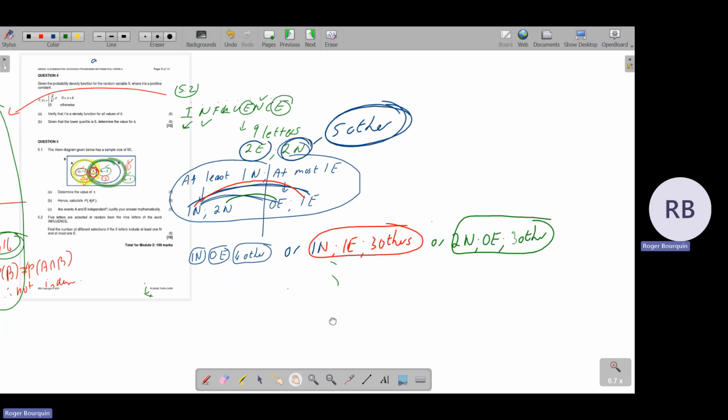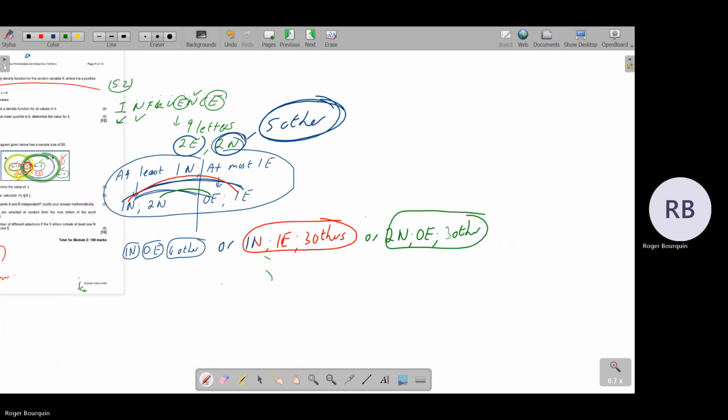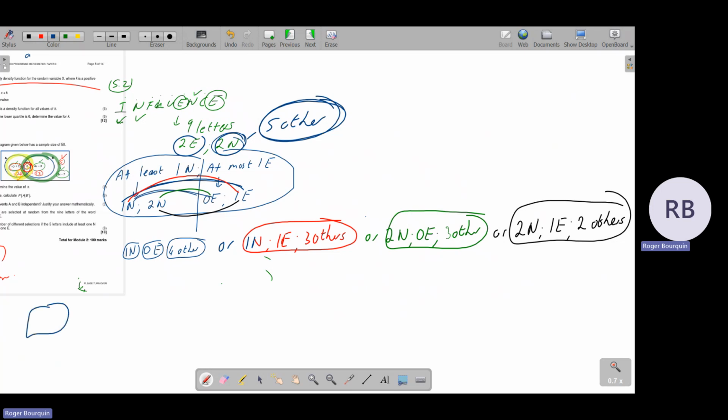And finally, I could choose 2 N's, 1 E, chosen 3. If I'm choosing 5 overall, I've got to then choose 2 others. Right. So in this first scenario, think of it as you've got 3 different pots. One pot has 2 N's in it, one pot has 2 E's in it, and the other pot has got 5 other letters.